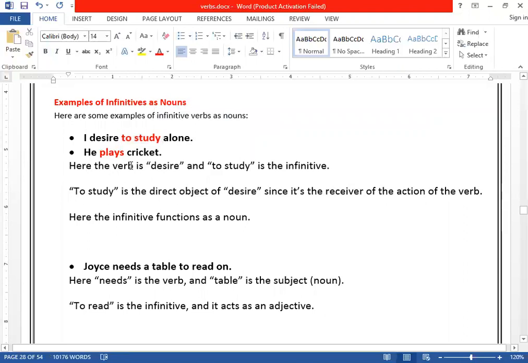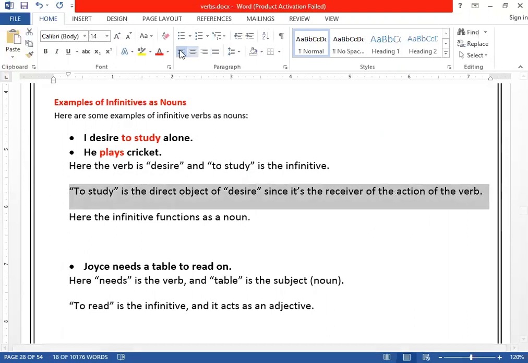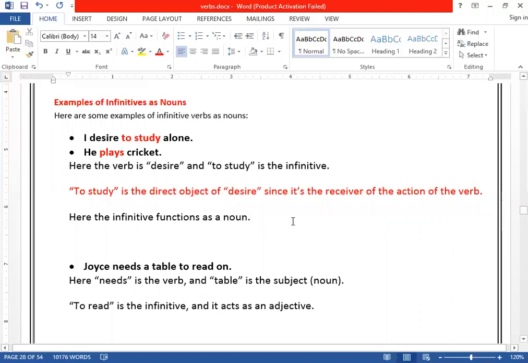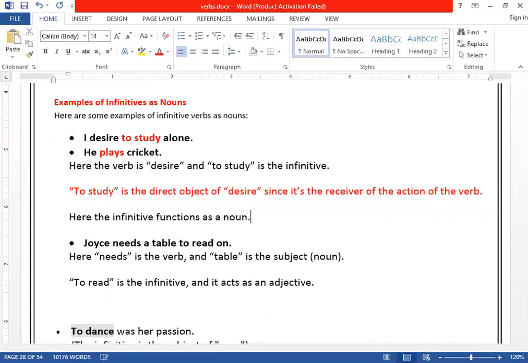So here the verb is "desire", clear, and "to study" is the infinitive. The verb is "desire". It is the verb. And "to study", very good, is the infinitive. Clear? "To study" is the direct object of "desire". It is the direct object since it is the receiver of the action of the verb. Object is the receiver of an action. It functions as a noun.